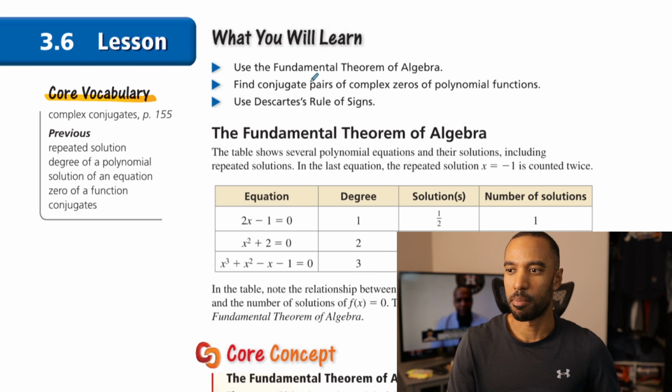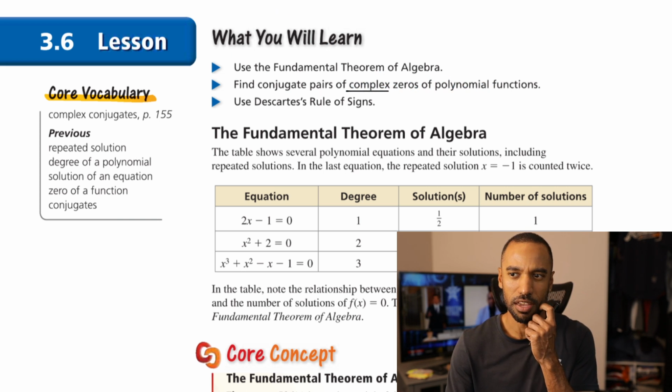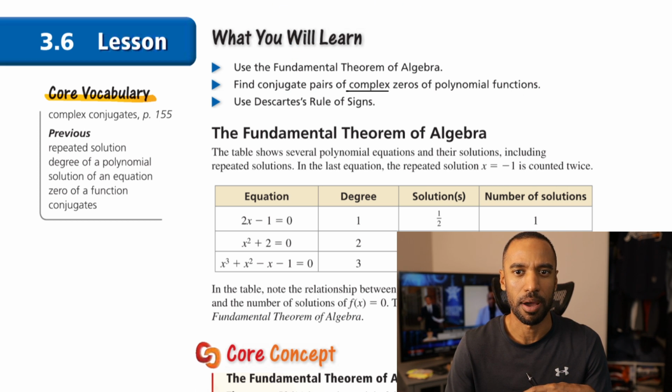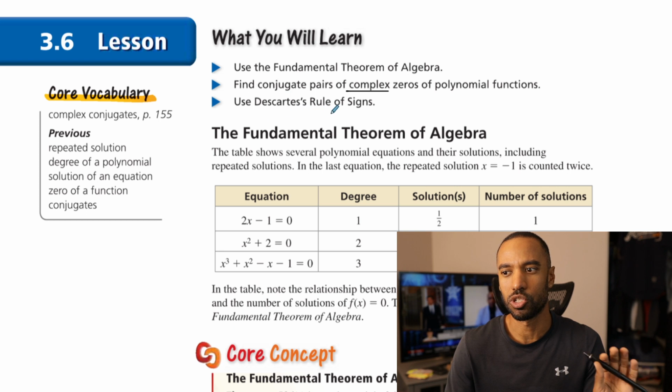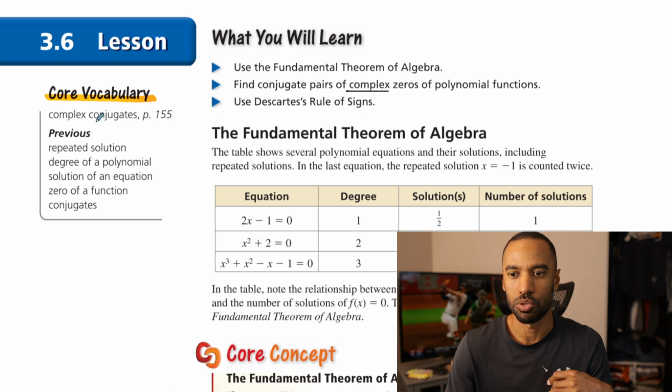You'll learn to use the Fundamental Theorem of Algebra. Sounds pretty important. Find conjugate pairs of complex zeros of polynomial functions. So complex also, when we're thinking of imaginary solutions, things with i are kind of what we're thinking about when we hear that. And use Descartes' Rule of Signs. Okay, complex conjugates, once again, is the new core vocab.